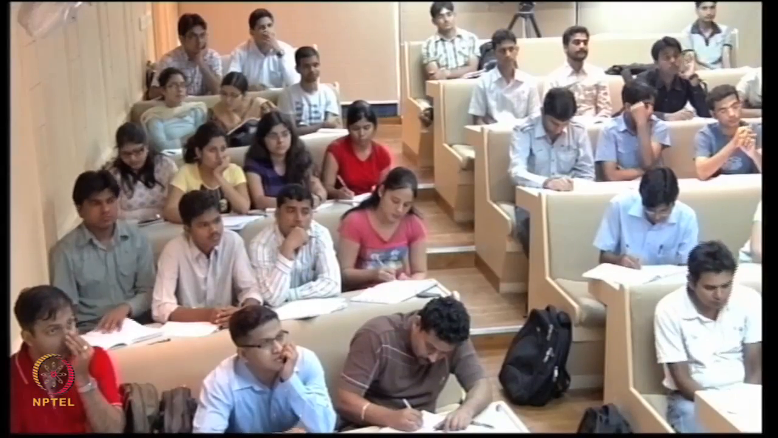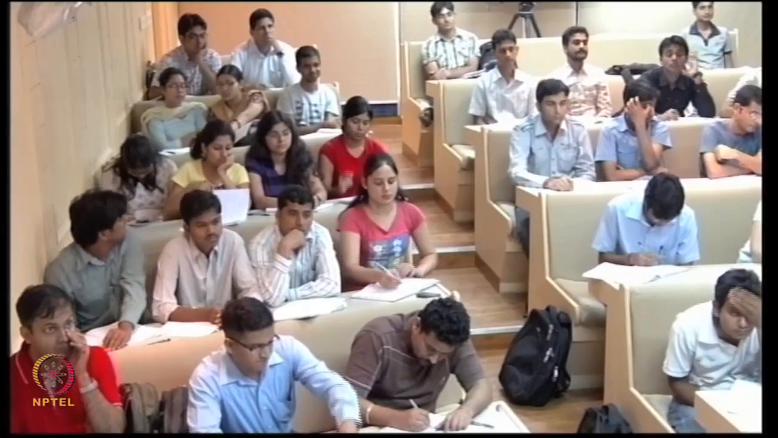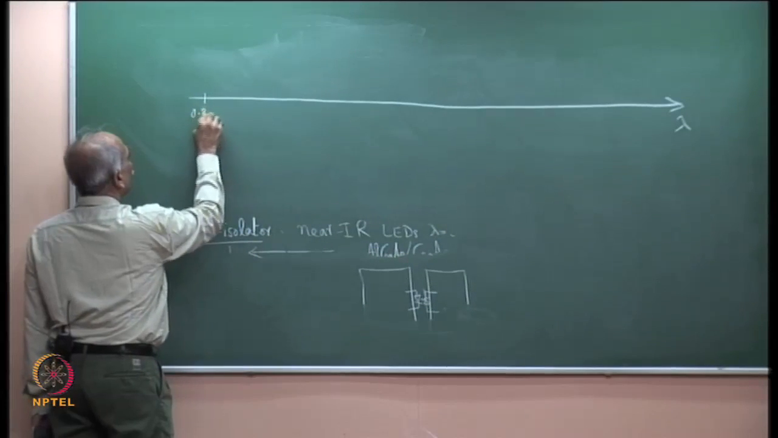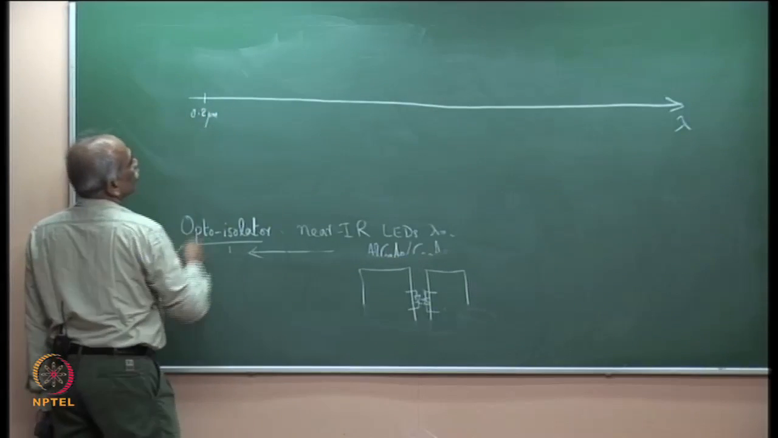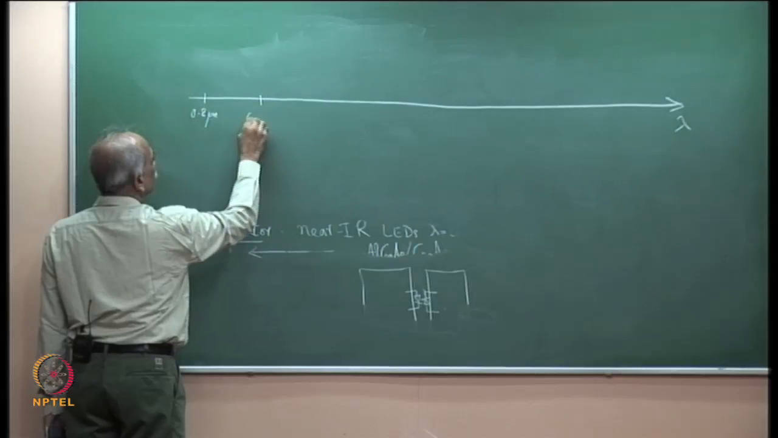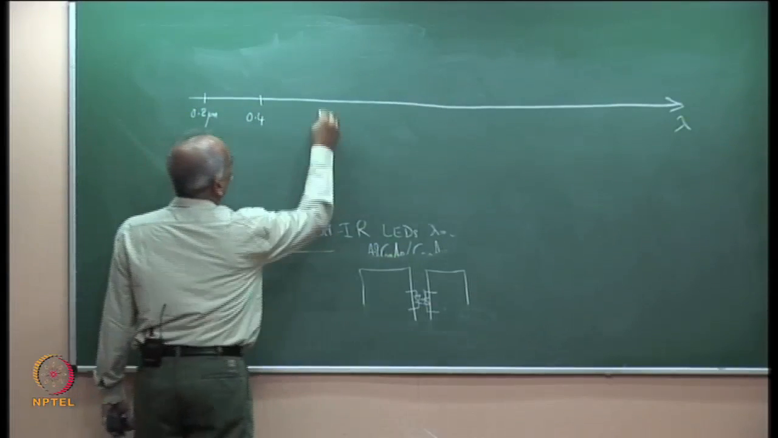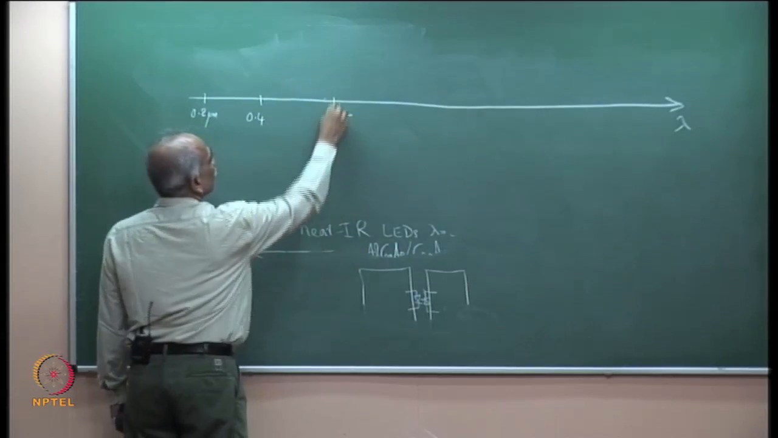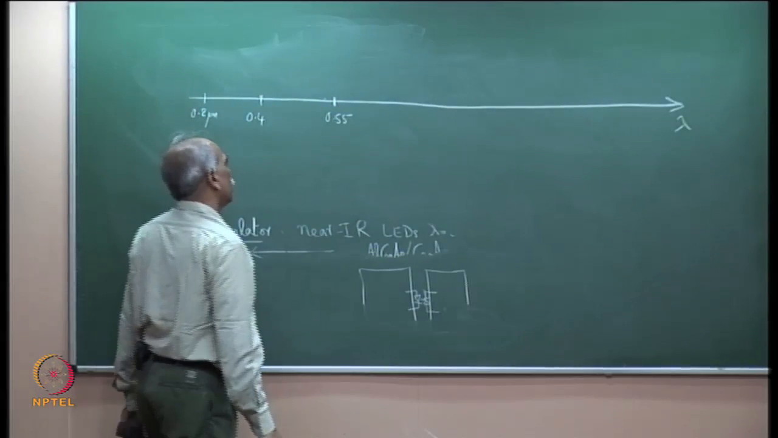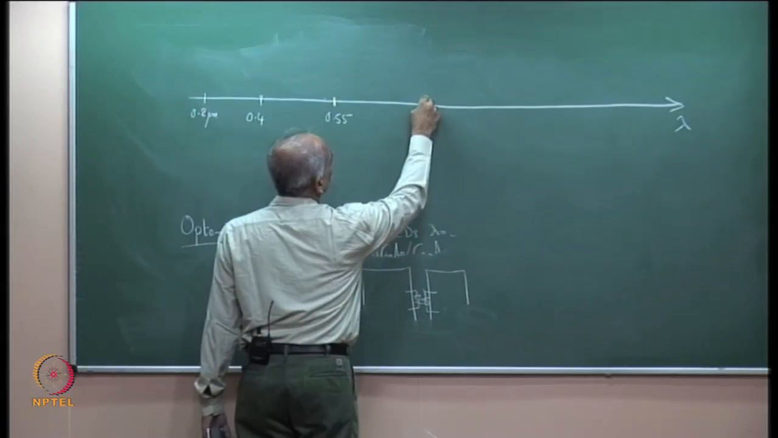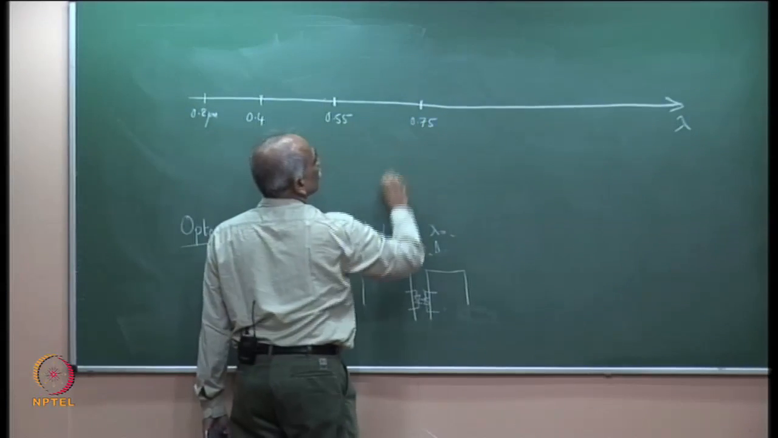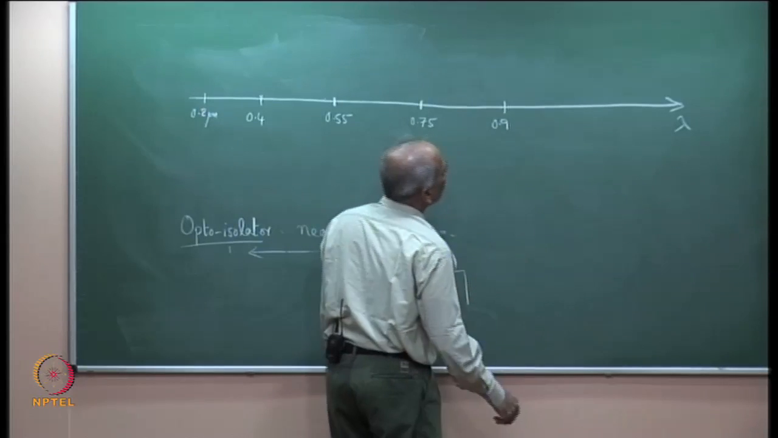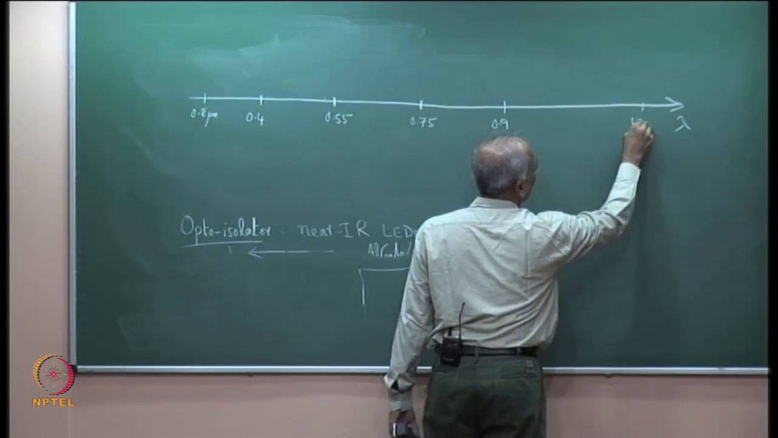So let me draw the range. This is lambda, increasing lambda, starting from 0.2 micrometer here, 0.2 to 0.4, 0.4 to 0.55, 0.55 to 0.75, 0.75 to 0.9. This is not a linear scale. And from 0.9 to 1.7.